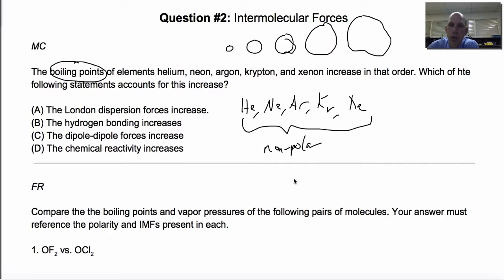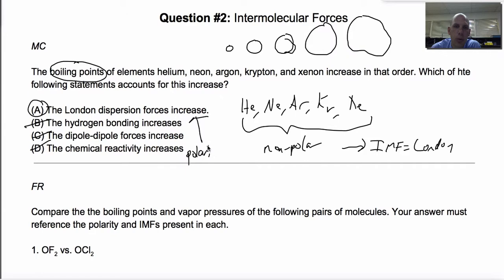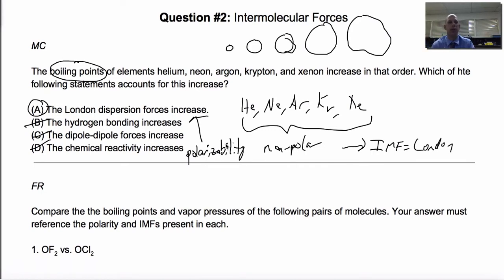Okay. So since they're all nonpolar, the only IMF they have is London. So we're not talking about chemical reactivity. We're not talking about dipole-dipole. B and C are the same thing. Hydrogen bonding is a type of dipole-dipole. So their London dispersion forces increase, and they're increased by this thing called polarizability. So remember, dipole-dipole forces are strengthened by hydrogen bonding, whereas London dispersion forces are strengthened by polarizability. Basically, the electron clouds become lopsided as they get bigger.